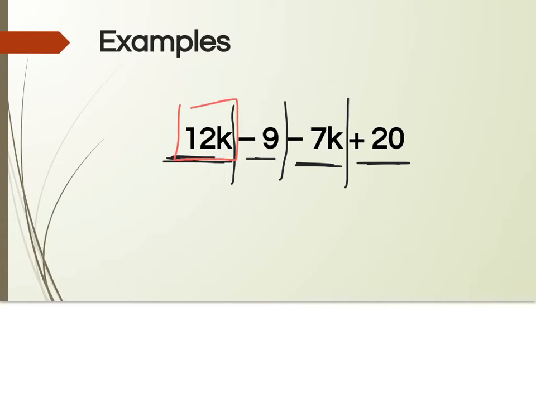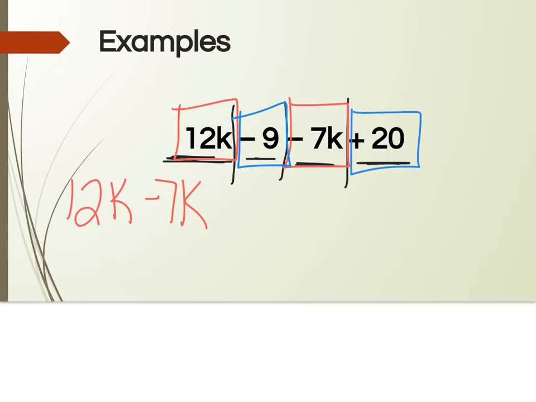We will take the 12k and the negative 7k as like terms, and the negative 9 and the positive 20 as like terms. Now solve them. You have a positive 12 and a negative 7. They're different signs, so you subtract. 12 minus 7 is 5, bring down the k, and the 12 is the bigger number, so it's a positive.